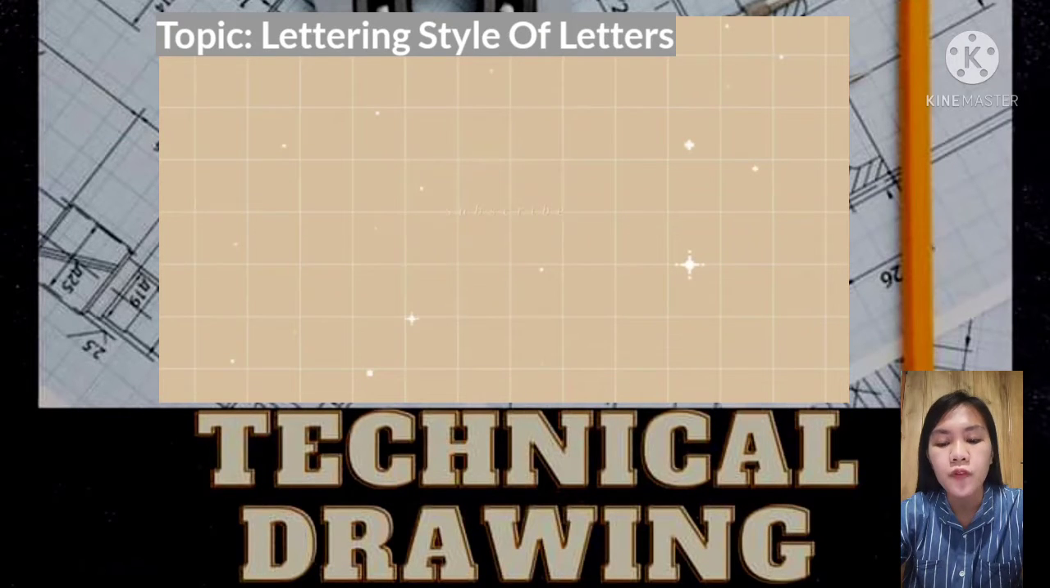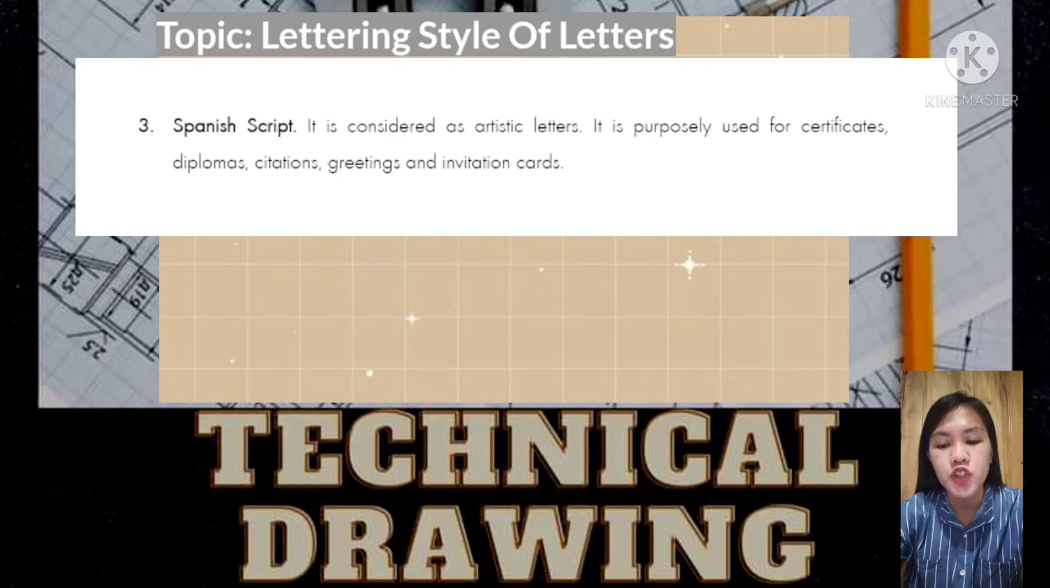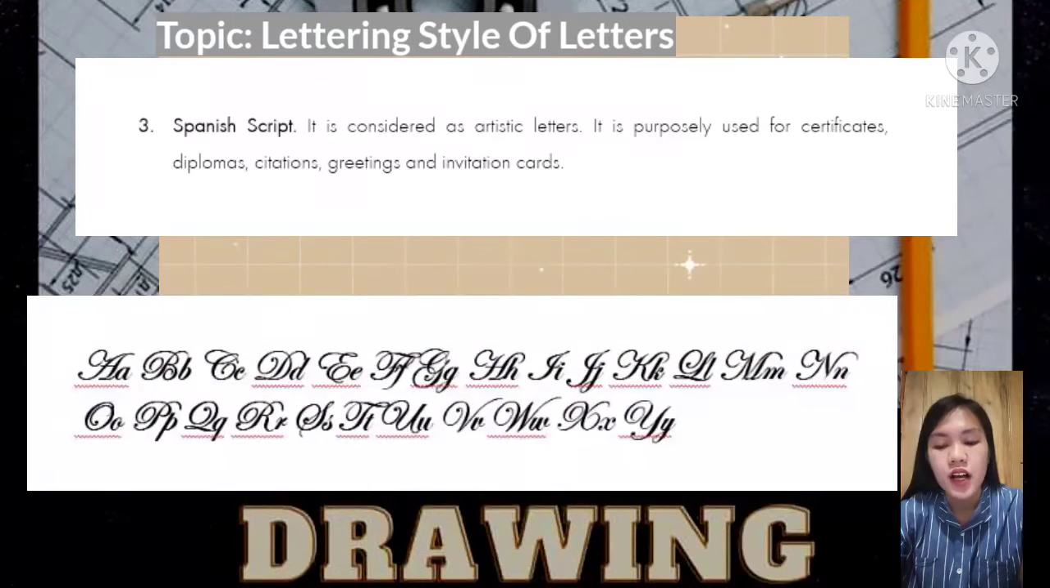The third group of letters is Spanish script. It is considered artistic letters. It is purposely used for certificates, diplomas, citations, greetings, and invitation cards. I will show you examples. I noticed the Spanish script on my diploma, and I just saw this font, the Spanish script.